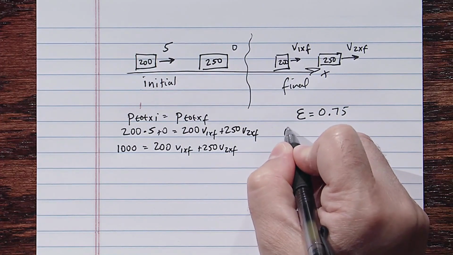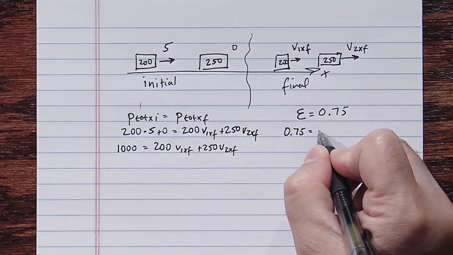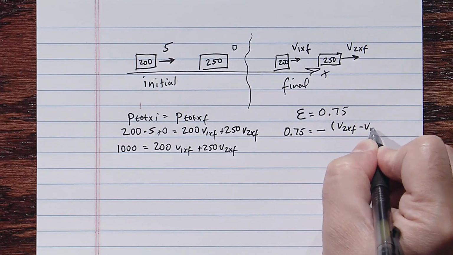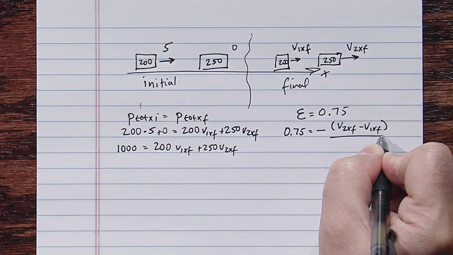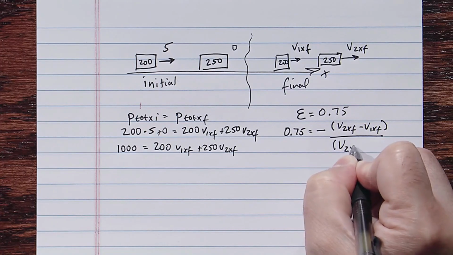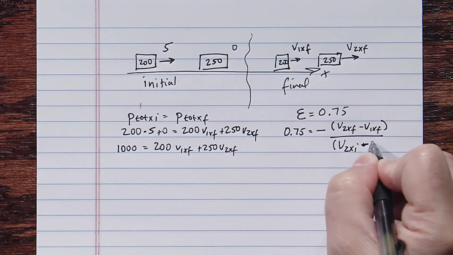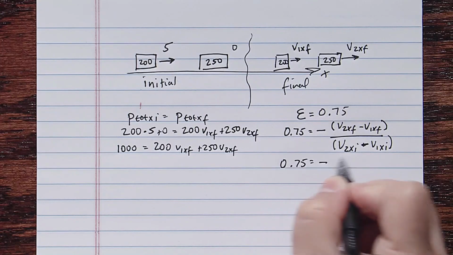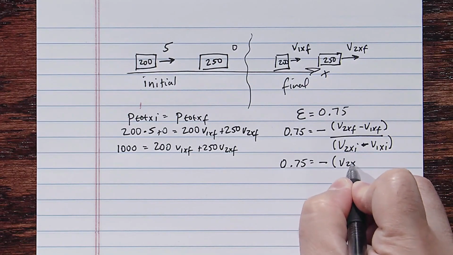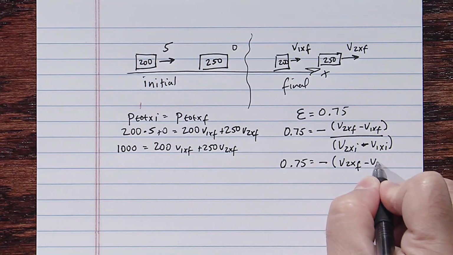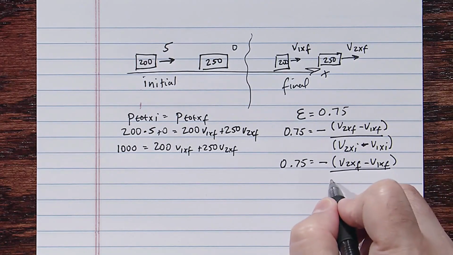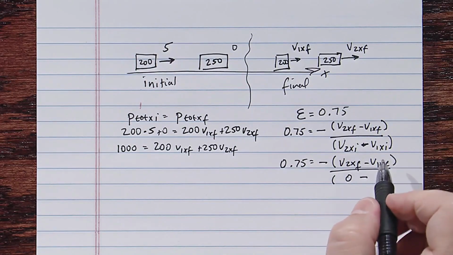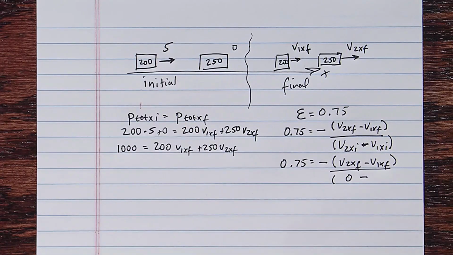So that would be 0.75 is equal to negative (v2x final minus v1x final) over (v2x initial minus v1x initial), or 0.75 is equal to minus (v2x final minus v1x final) divided by (v2x initial, which is 0, minus v1x initial, which is 5).